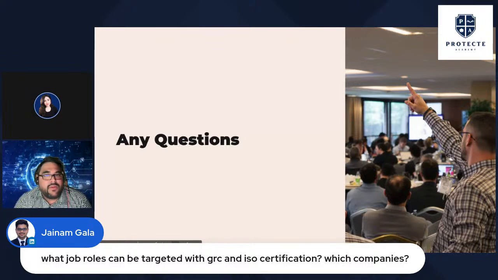Okay, so I hope you get the answer. Companies could be any company. You can target from small companies to medium companies to the Big Four, wherever you want to target. ISO 27001 will help you.